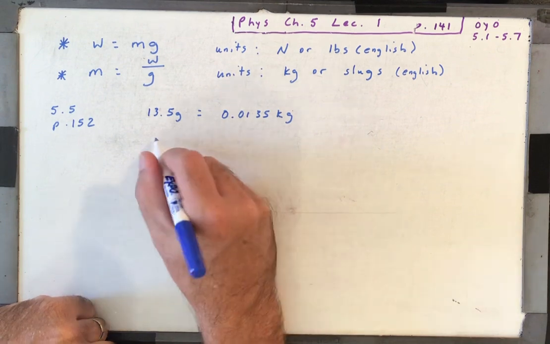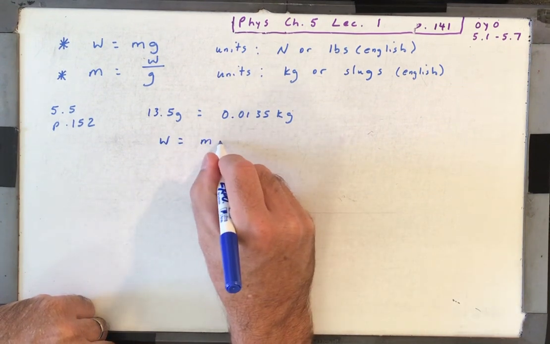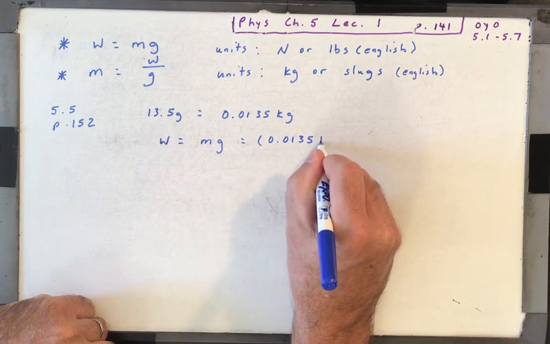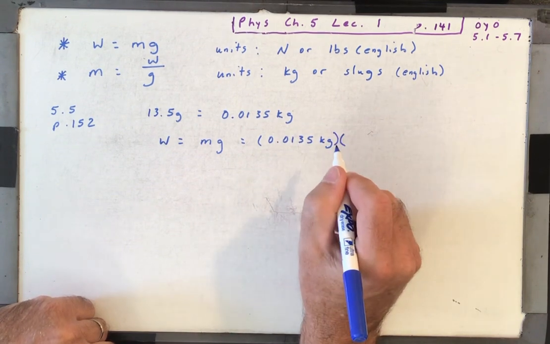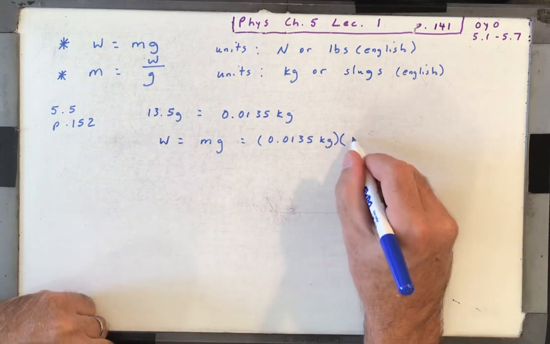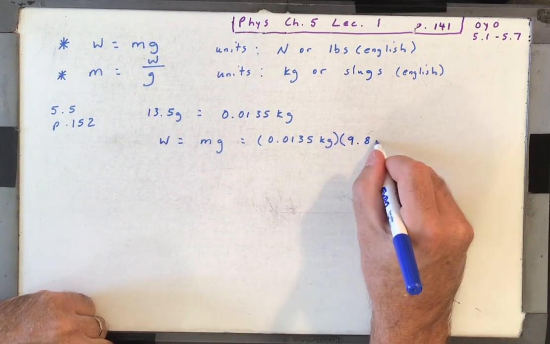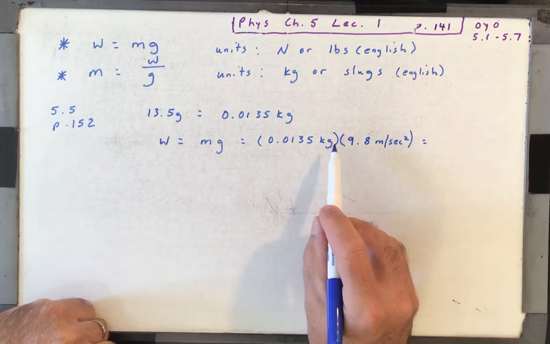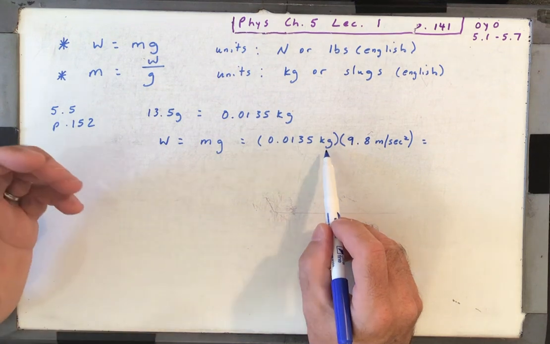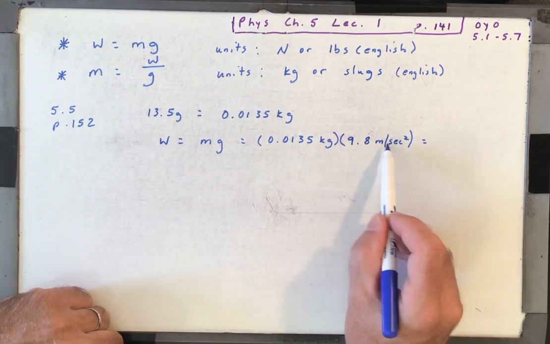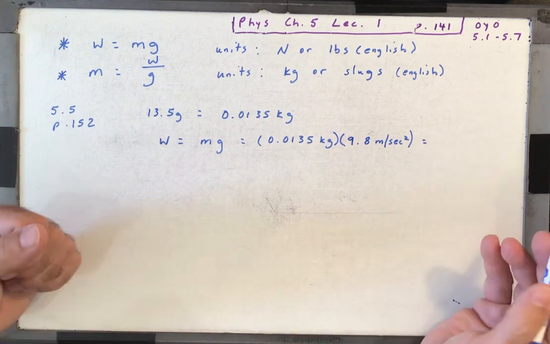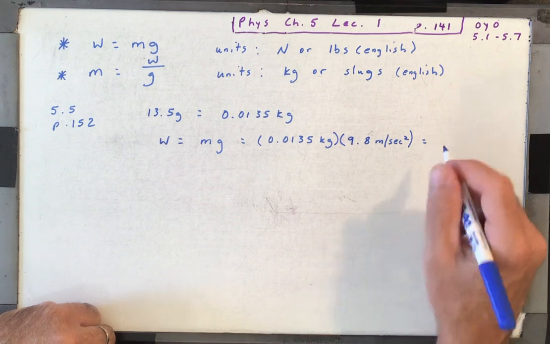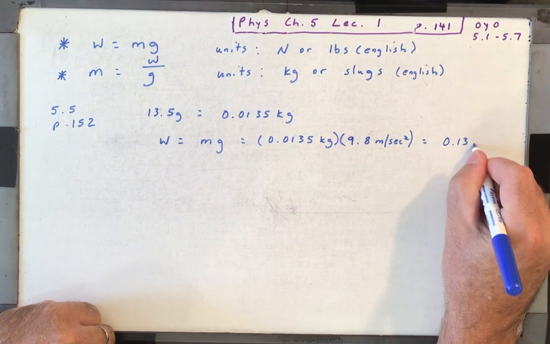All right, so weight is equal to mass times gravity. So our mass is 0.0135 kilograms. Well, what's the gravitational acceleration on the Earth? Well, been using that a lot, 9.8 meters per second squared. And you'll end up getting your newton. You know you've done it right because it's going to be kilograms times meters per second squared, which is a newton. Right? If you put that in your calculator, you get 0.13 newtons.